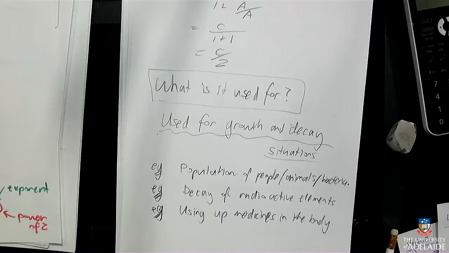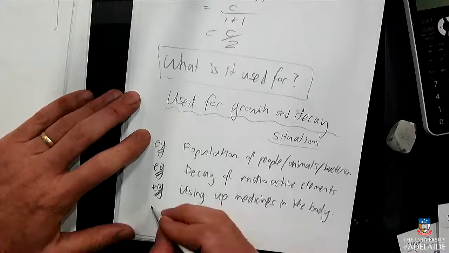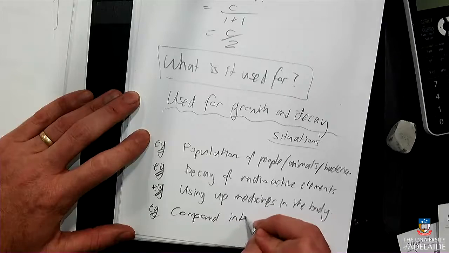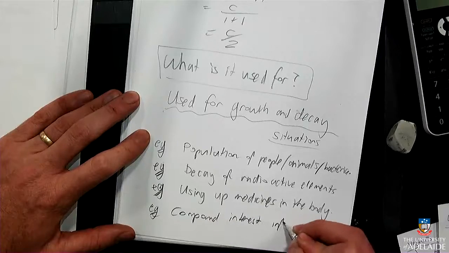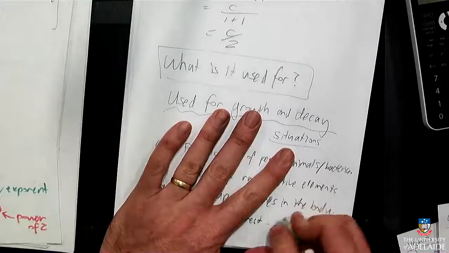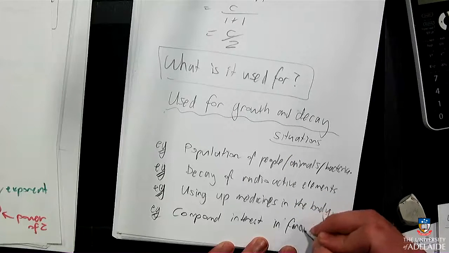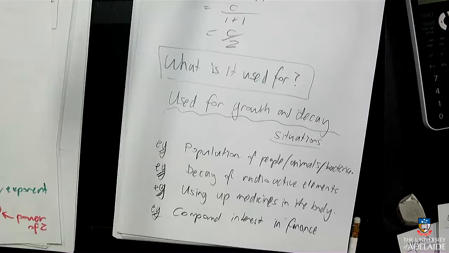It's also in compound interest. In finance. In any situation where you have something that keeps on getting bigger and bigger based on how much it already has, or keeps on getting smaller and smaller based on how much it already has, that's when these things tend to appear.